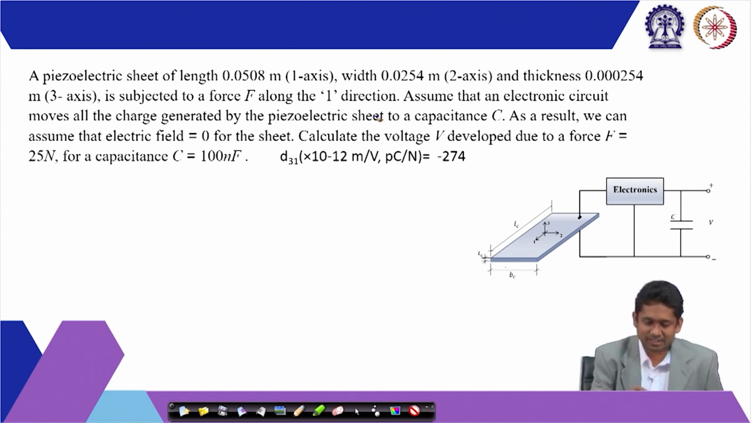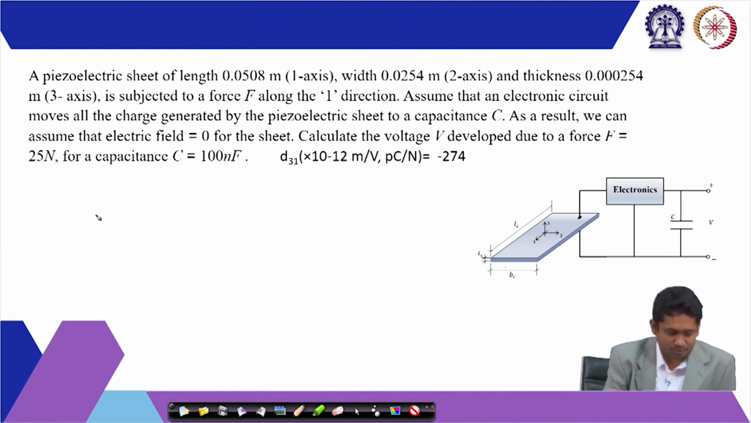Assume that an electronic circuit moves all the charges generated by the piezoelectric sheet to a capacitance C. So, there is a circuit, this circuit moves all the charges here. As a result, we can assume that the electric field is 0 for the sheet. So, the electric field across this is 0. Calculate the voltage V developed due to a force F equal to 25 Newton for a capacitance C equal to 100 nanofarad. So, the value of the force is given to us and the capacitance is given to us. We have to find out the voltage here and the property of the piezo is given to us.